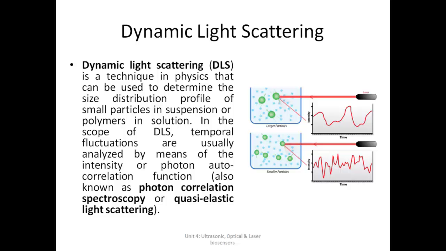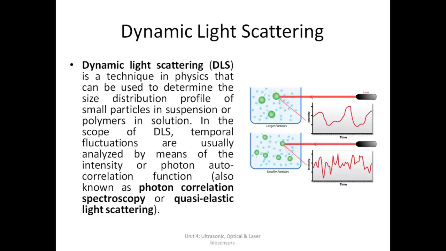These are not microparticles. These are not atomic particles. These are macro particles or small particles which remain suspended when you put them in some fluid or water or any solution. In the scope of DLS, the temporal fluctuations are usually analyzed by means of the intensity photon autocorrelation function, which is also known as photon correlation spectroscopy or quasi-elastic light scattering.